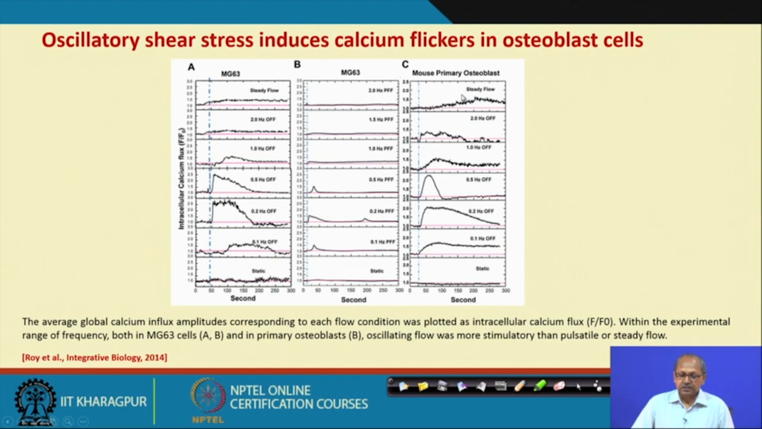And in primary osteoblast, when you put the oscillatory fluid flow at 0.5 Hz and 0.2 Hz conditions, the flicker concentration shows better results, like your MG63 cell lines. So, from this experiment we can conclude that oscillatory fluid flow transmits the mechanical signal at the initial stage of the cellular signaling event, the calcium flicker concentration is high, and this is very much relevant to in vivo conditions.